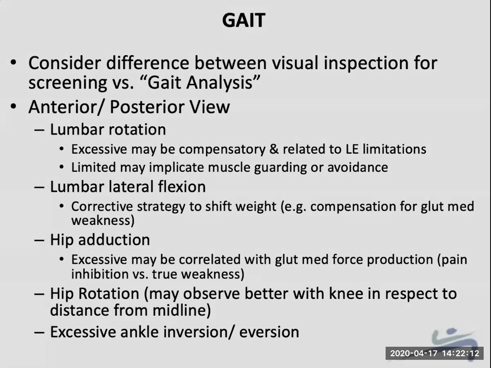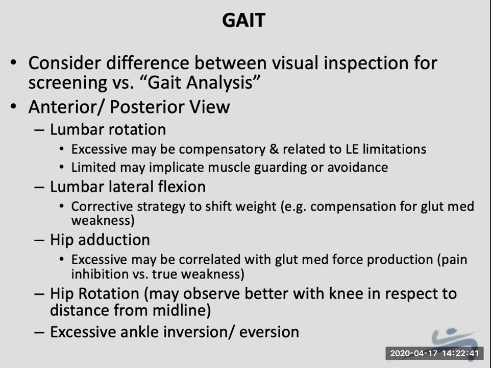Now, we want to get down to the level of the patient's legs when we do this. So crouching down can be a good strategy for really being able to see abnormalities well. And from an anterior and posterior view, we might see certain abnormalities like differences in lumbar rotation. And we want to ask ourselves when we see abnormalities, could this be related to a lower extremity issue that's manifesting with changes in the back as well, or vice versa?